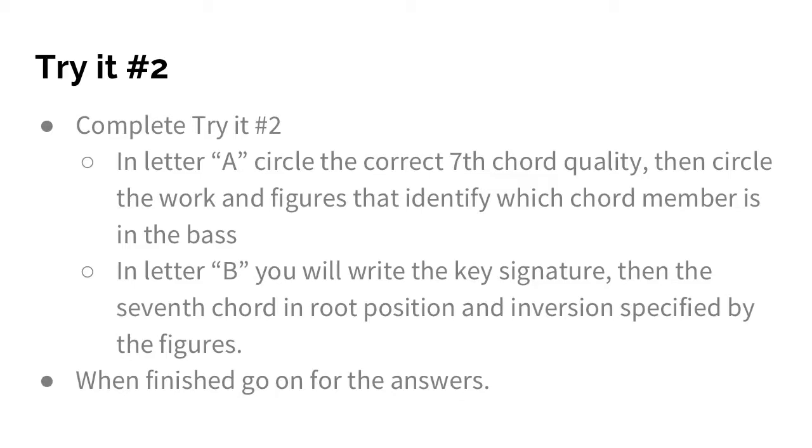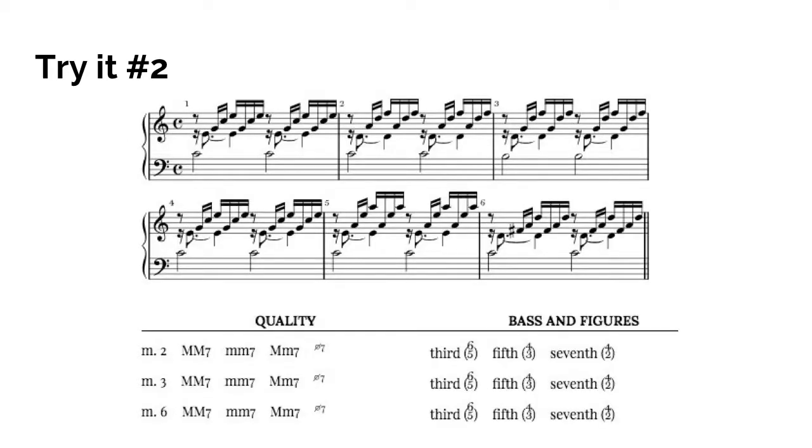All right, you're going to complete Triad Number 2. On letter A, you're going to circle the correct seventh chord quality and then circle the Roman numeral and figures that identify which chord member is in the bass. In letter B, you will write the key signature, then the seventh chord in root position, and an inversion specified by the figures. Pause the video now, do Triad Number 2, and then go on for the answers.